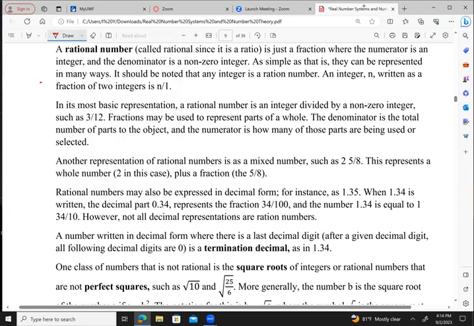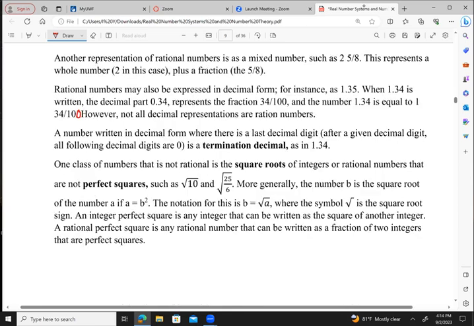However, not all decimal representations are rational numbers. A number written in decimal form where there is a last decimal digit, and all following decimal digits are 0, is a terminating decimal, as in 1.34. Everything beyond the 4 would be 0 if we continued it on.